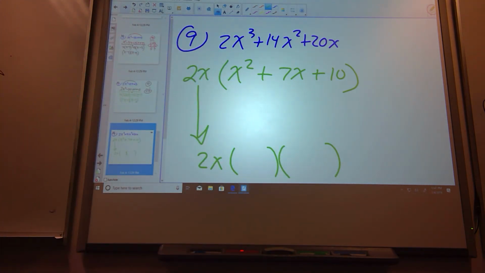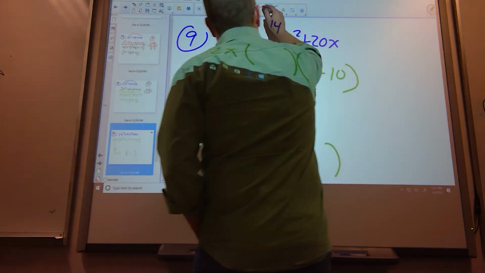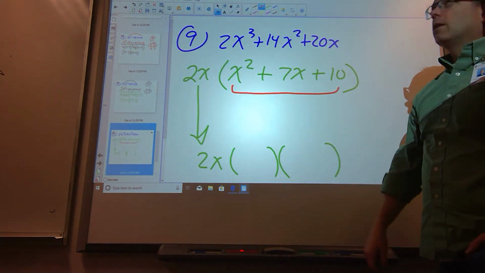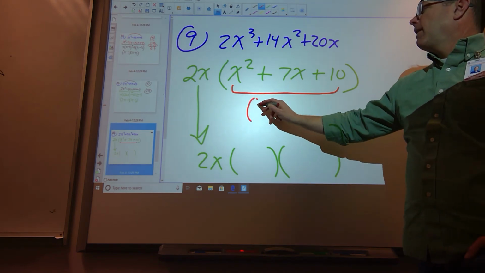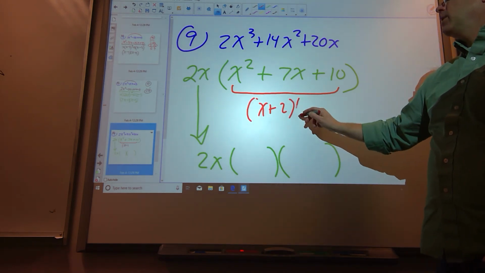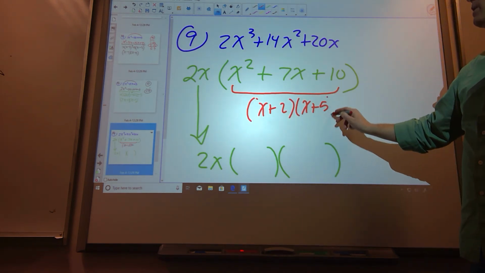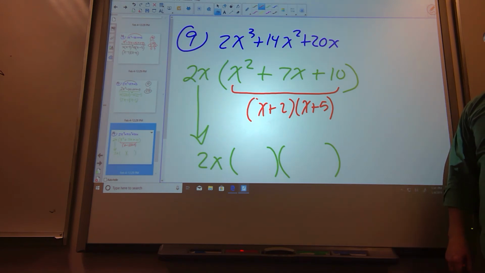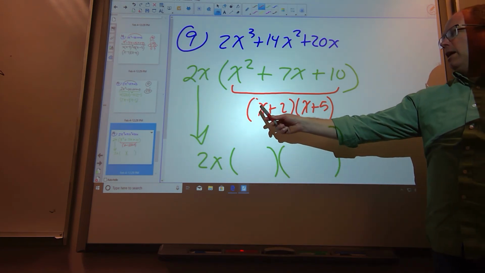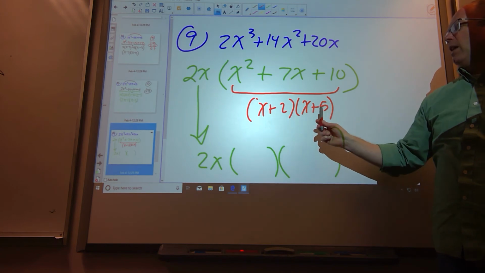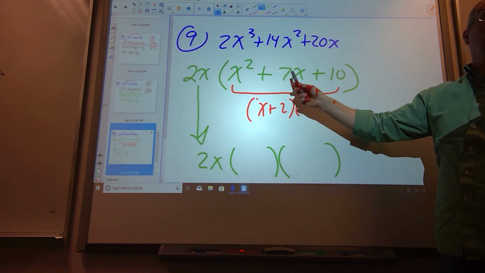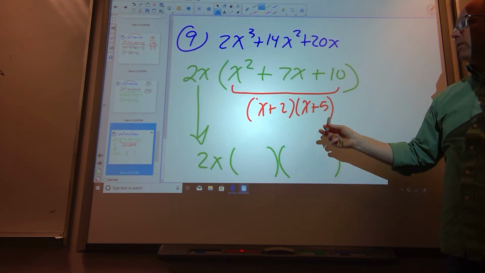Hey, can I do this one logically? Sure. Yeah. What do you think it factors to? x plus 2, x plus 5. See the pattern? Do you agree with that? If I multiply it out, I get x times x, x squared. x times 5, 5x. 2 times x, 2x. 5x, 2x, 7x. 2 times 5.